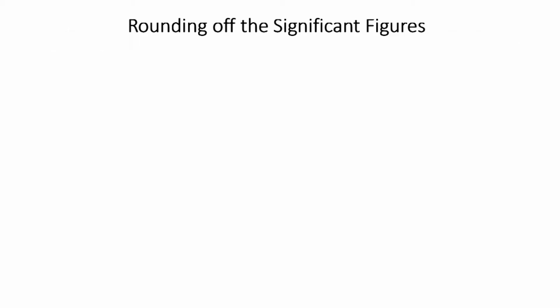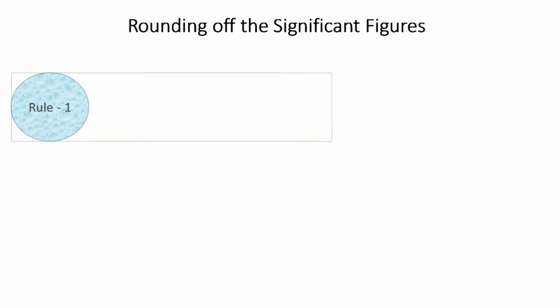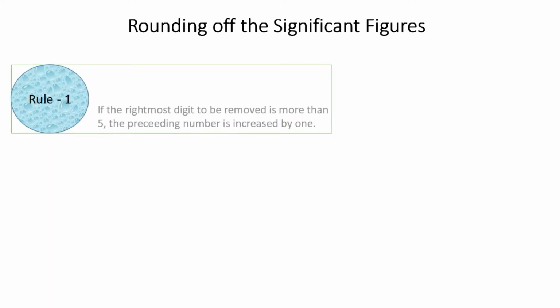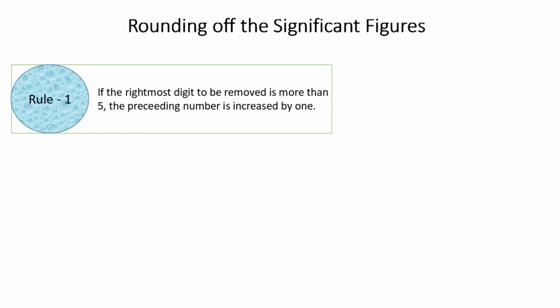Rule number 1. Rule number 1 says that if the rightmost digit to be removed is more than 5, that is, if it is greater than 5, then the preceding number is increased by 1. Let us understand this rule by taking an example.